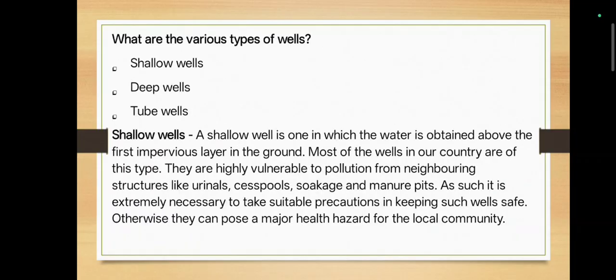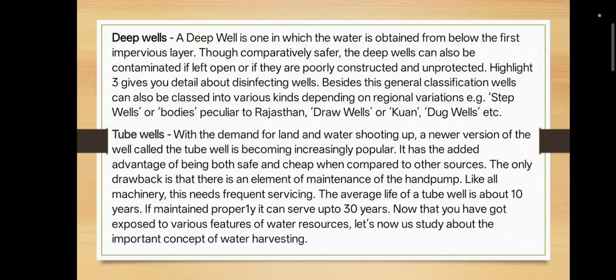Types of wells. Wells are traditional sources of groundwater. Shallow wells tap water above the first impervious layer and are highly vulnerable to contamination. Deep wells draw water from below this layer and are comparatively safer. Tube wells are a modern adaptation which are both safe and economical, though they require regular maintenance. Regional variations include step wells in Rajasthan and dug wells in other parts of India.